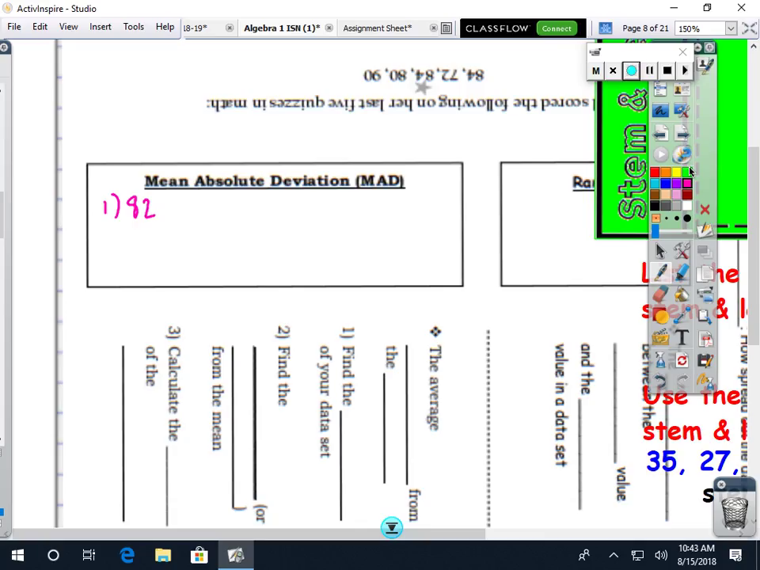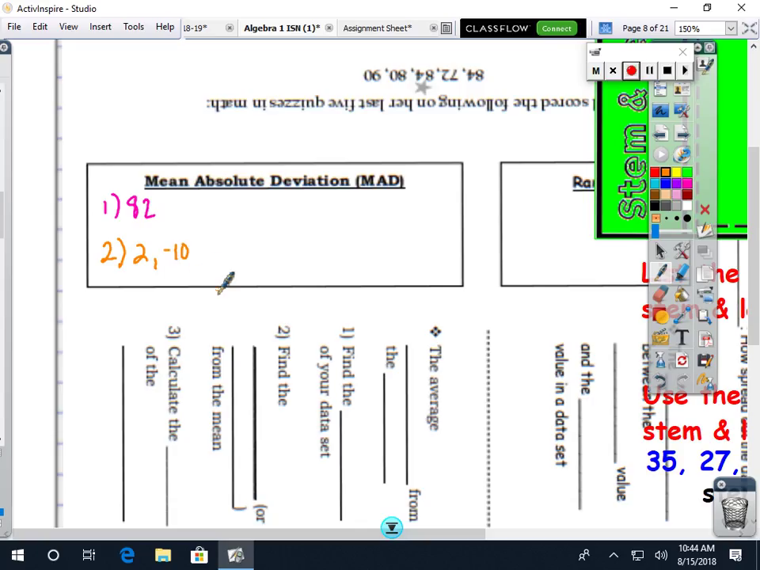Now step 2 is we're going to find the deviations from the mean. Okay, what I mean by that is the distance from the mean to the actual data. So what is 84 minus 82? 2. What is 72 minus 82? But negative 10, right?